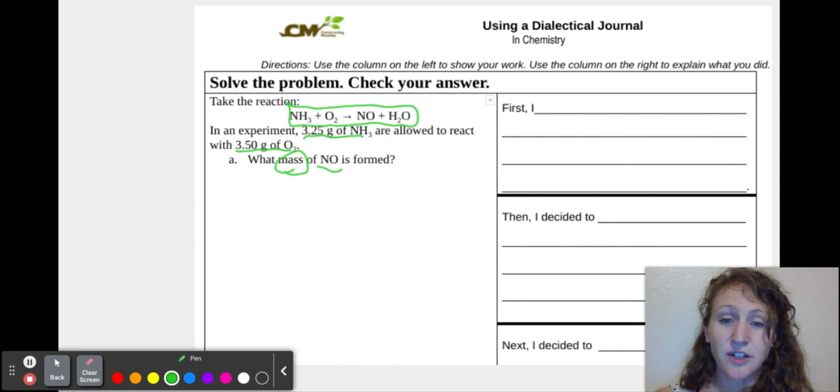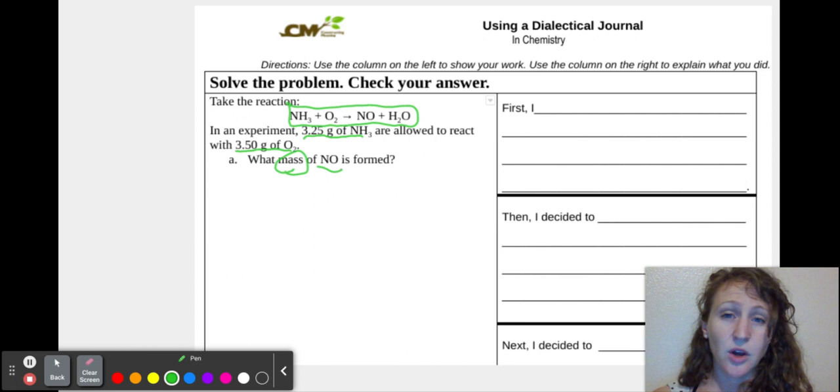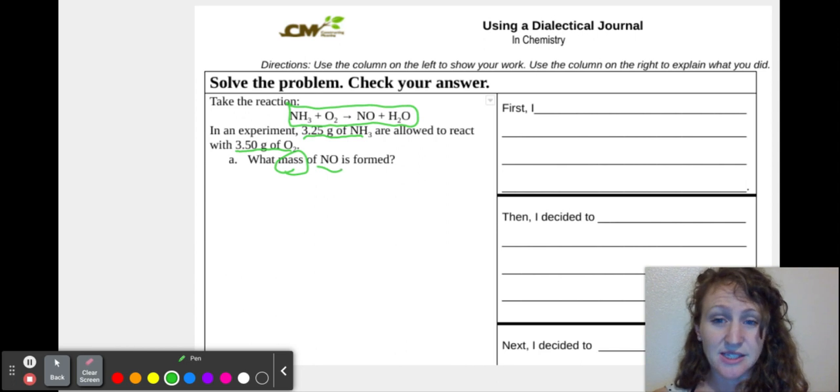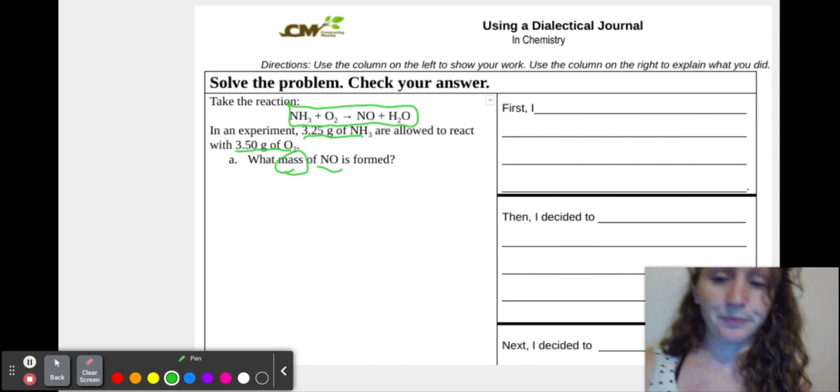Okay, so we're trying to figure out how much of our product, nitrogen monoxide, we can form, but we don't know which of our reactants will run out first. Whichever reactant runs out first is going to stop the reaction, and it can't go any farther. It's going to limit the amount of product we can make. So we need to figure out what our limiting reactant is. Now, there's a couple different ways you can do this, but I'm going to show you one way today.